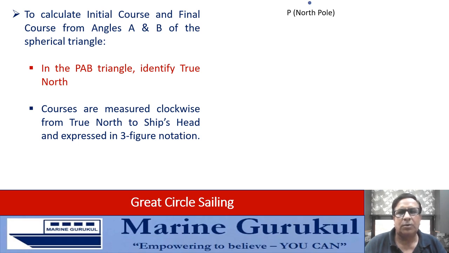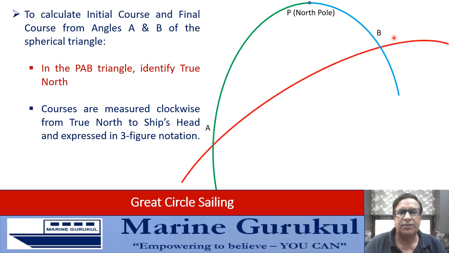We have the North Pole out there on the screen. We have position A out here. We have position B coming in here. These are the meridians of A and B. And then we have the GC track between A and B. In this, A is the departure position, B is the destination position. When you solve the PAB triangle, you shall be getting this as angle A and this shall be angle B.